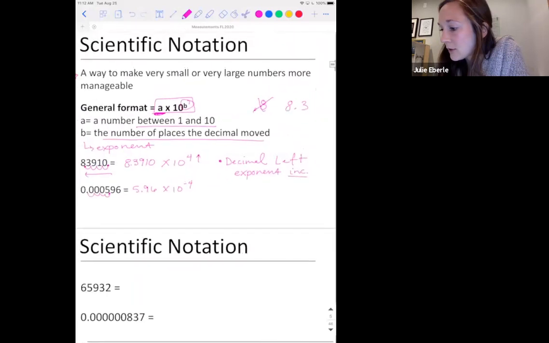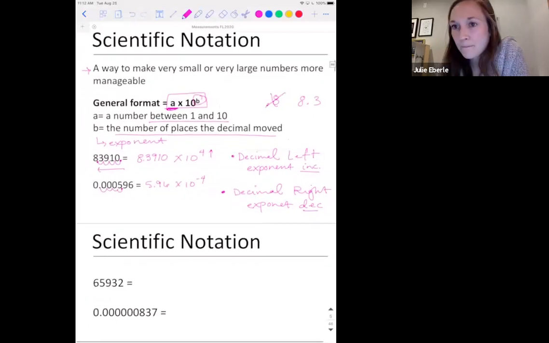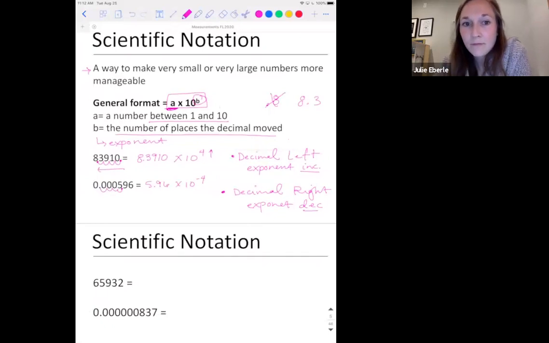So we're going to write our little rule the way we did for the first one. If the decimal moves right, the exponent decreases. Questions on that? Okay, good deal.